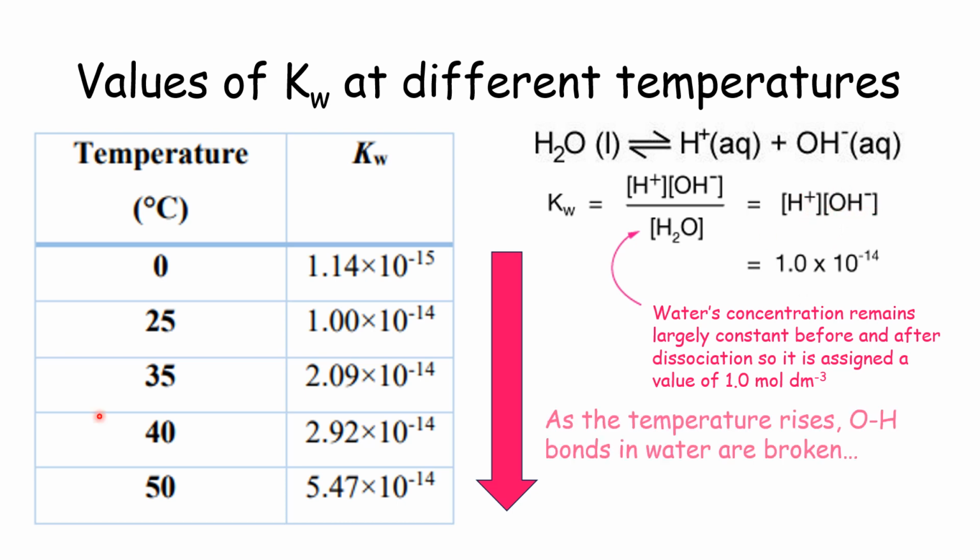So what's going on? As the temperature rises, as we said, more O-H bonds in water are broken. That shifts the position of equilibrium to the right. So if we make more hydrogen ions, because the position of equilibrium is going in this direction, that numerator will increase, so therefore Kw will also go up.